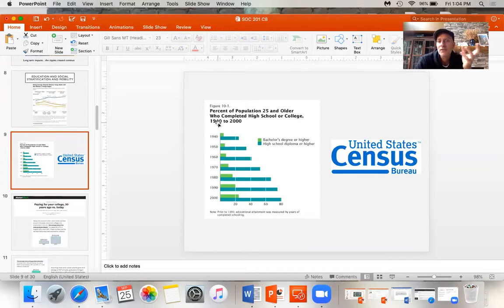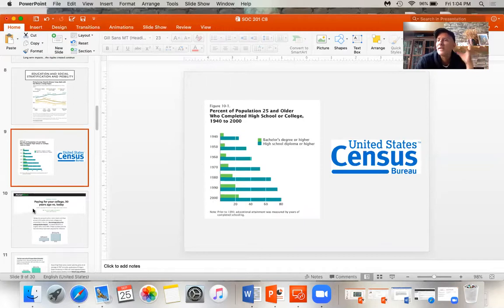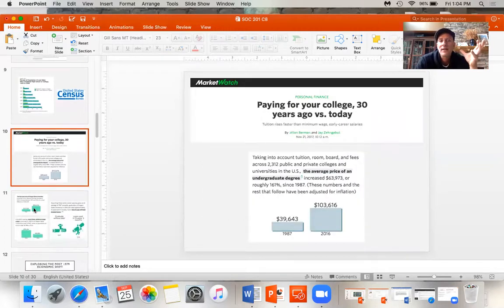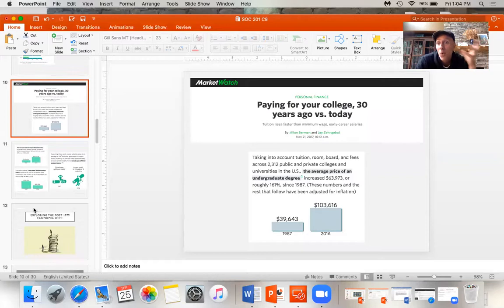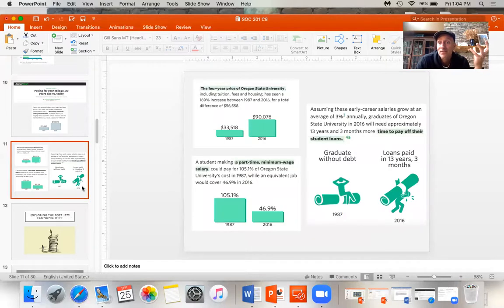You can see this shift from 1940 to today in the number of people 25 and older who completed high school versus a bachelor's degree. It's a significant increase, just trying to illustrate that to participate in this economy requires more education, which is expensive. In 1987, cost was about $40,000, now it's $103,000. So a big cost difference in terms of education.